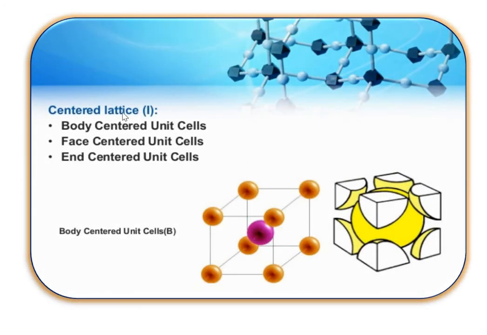Now, what is the centered lattice? Again, there are 3 types of centered lattice: body-centered unit cell, face-centered unit cell, and end-centered unit cell. This image shows the body-centered unit cell. There are already 8 atoms at the 8 corners of the unit cell, and this purple atom is at the exact center of the body of the crystal.